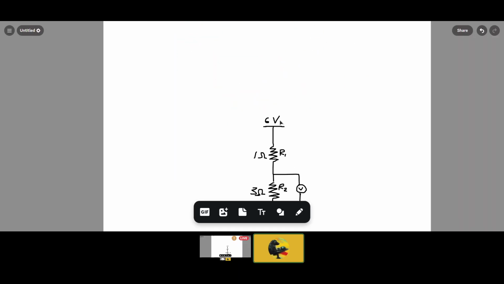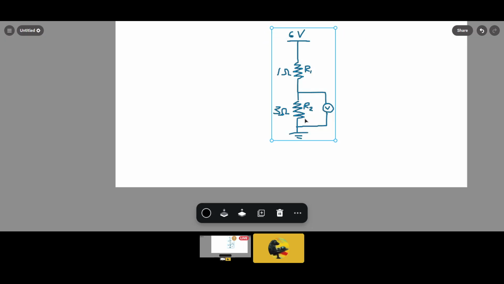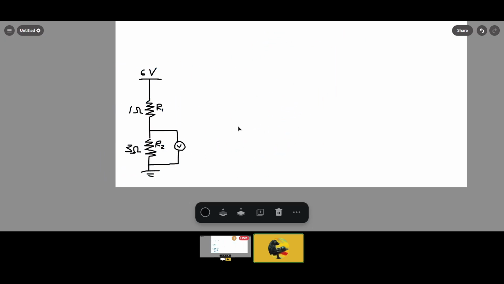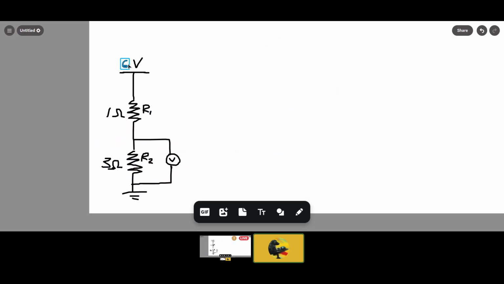So let's move on to the next, which is this one. Alright, so in this question, they give us the values of E, R1, and R2, and then they are asking us to find the voltage across the R2 resistor. So you may pause the video now to go ahead and try it for yourself.